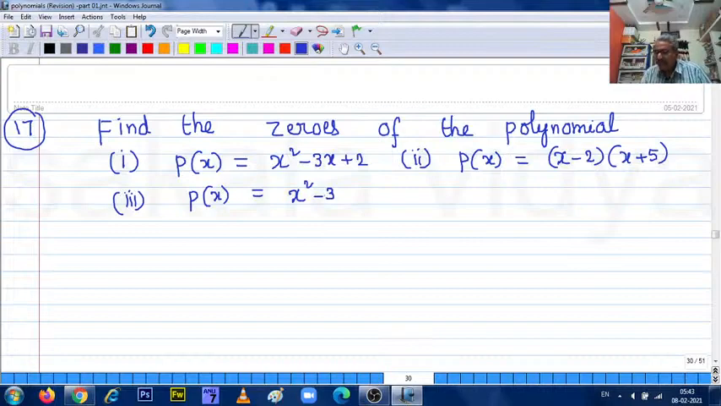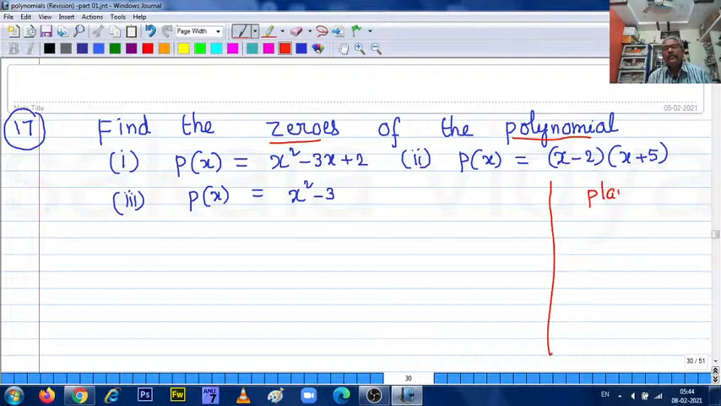Let us solve. So Monica, welcome. Very good. See, find the zeros of the polynomial. That means first question. In the examination you may be asked like this: one question may be given, not three questions at a time. Find the zeros of the polynomial P of x is equal to x square minus 3x plus 2. Very simple technique, very simple plan.